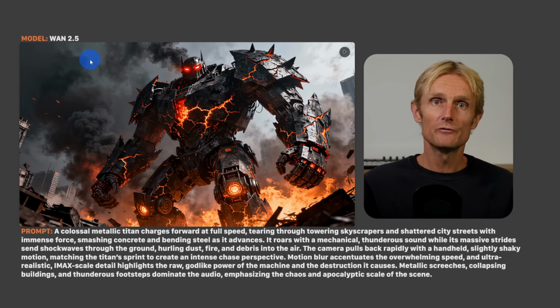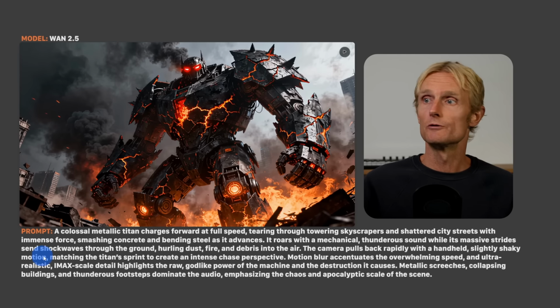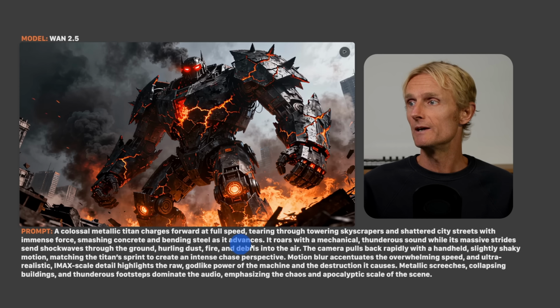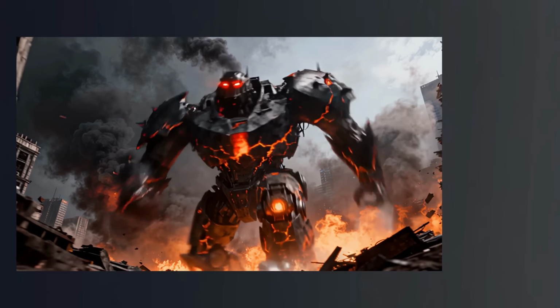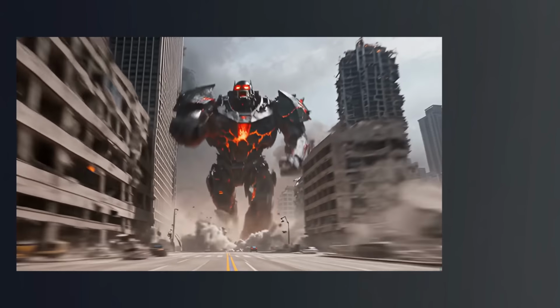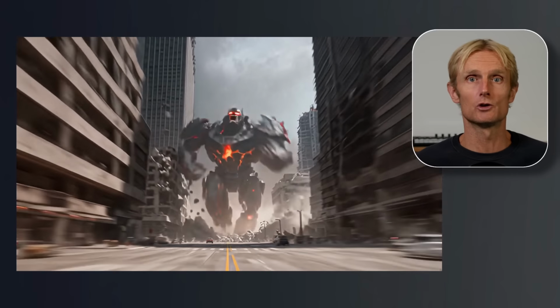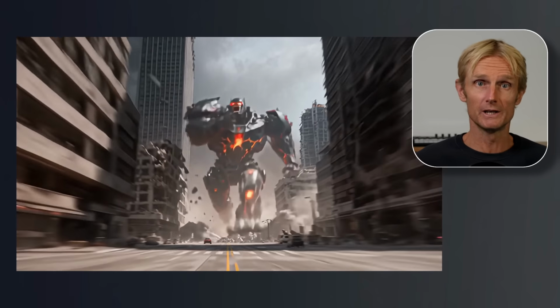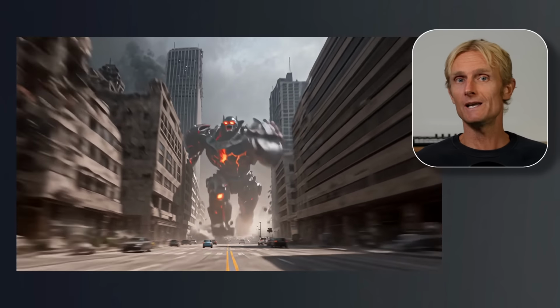And for the image to video prompt with WAN 2.5, I used the following. A colossal metallic titan charges forward at full speed, tearing through towering skyscrapers and shattered city streets. I'm really happy with the result, especially at the start, where you can clearly see the arms smashing through the buildings. When I used the same prompt and image with Sora 2, I got this result.